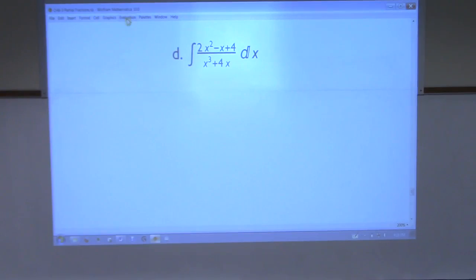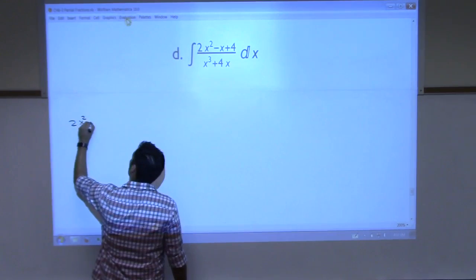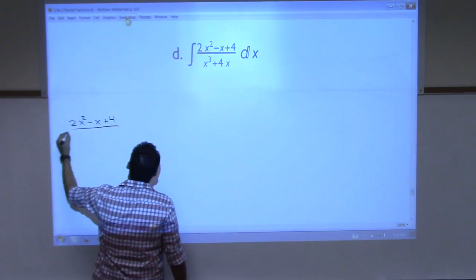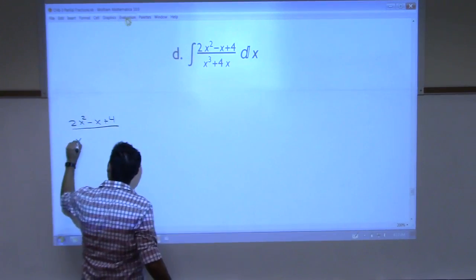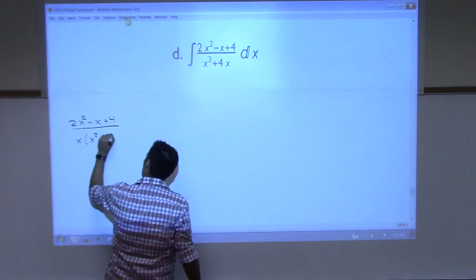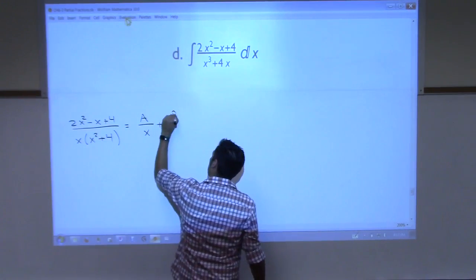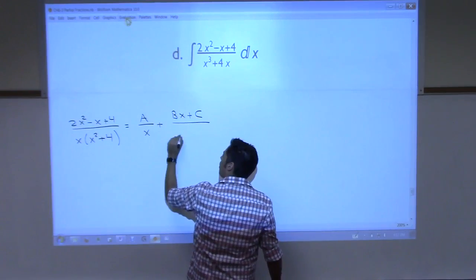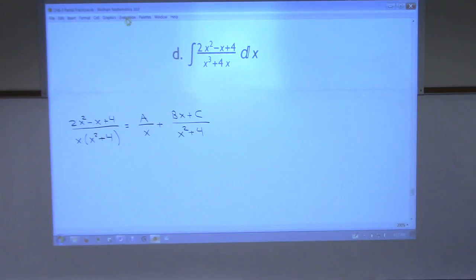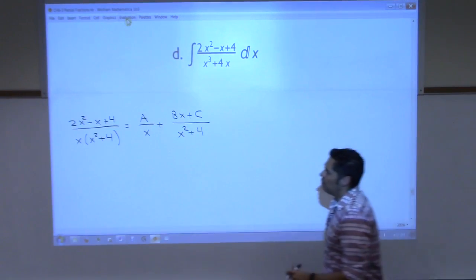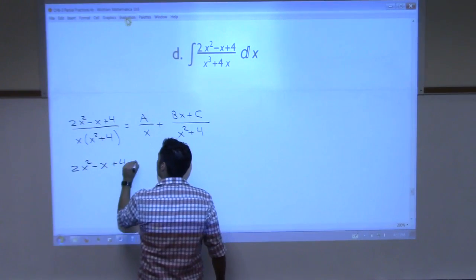All right, so here's where we were. We were trying to complete our partial fractions. We had factored out the x, so x times x squared plus 4. And we said that's going to turn into a over x plus bx plus c over x squared plus 4. And that's where we are, right? So let's see if we can knock this one out real quick. I'm going to multiply both sides by the common denominator, which will leave me just this over here.